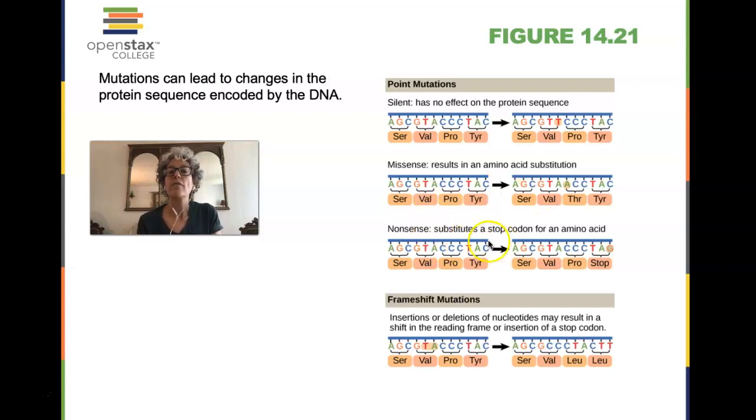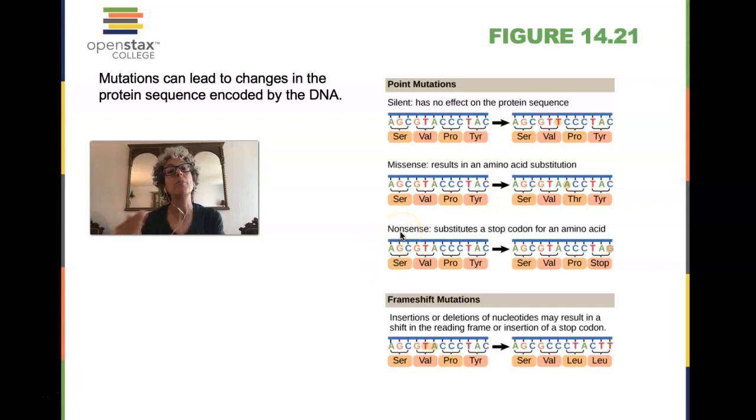Lastly, we could have a substitution of a single base that instead of getting an amino acid, we get something called a stop, a signal to the cell that we are not going to make any more connections of amino acids and the protein ends. That is always going to be harmful. The protein is too short. It will not fold properly. It will not function.